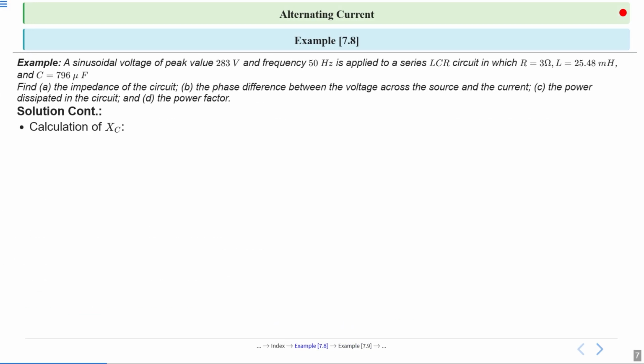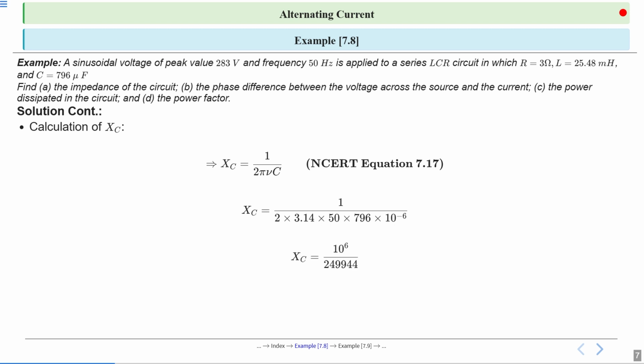Now calculation of XC. XC is equal to 1 by omega C. Omega is 2 pi nu, so we can write XC as 1 by 2 pi nu C, according to NCERT equation 7.17. Now put the values. XC will be equal to 1 by 2 into pi, 3.14, into nu, 50, into C, 796 into 10 to the power minus 6 farad. After solving, XC will be equal to 10 to the power 6 upon 249944. After simplifying, XC will be approximately equal to 4 ohm.